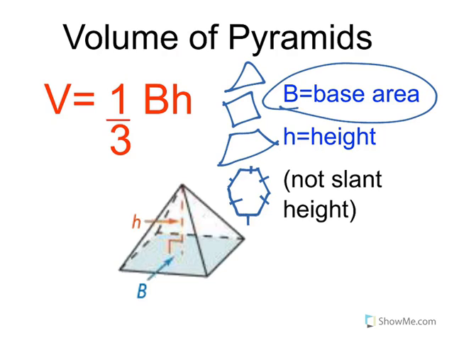So that's the straight up and down distance perpendicular to the base. It is not your slant height, because we were dealing with slant height with surface area. This is just your regular height.